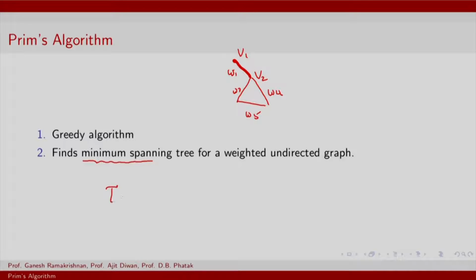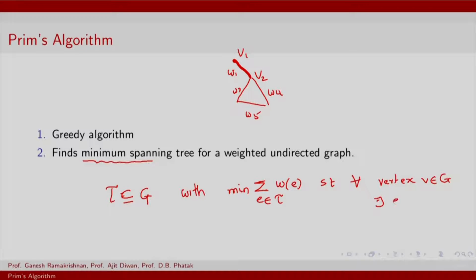So a minimum spanning tree T is basically a subgraph of the graph G with the minimum value of the summation over all the edges E of the tree of the weight of the edge, such that for every vertex V in G there exists an E in T that covers V. We will be considering weighted undirected graphs.